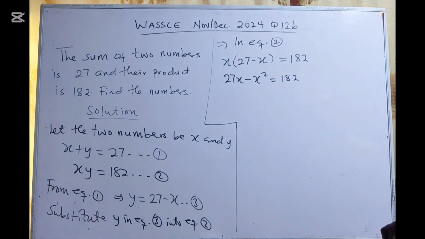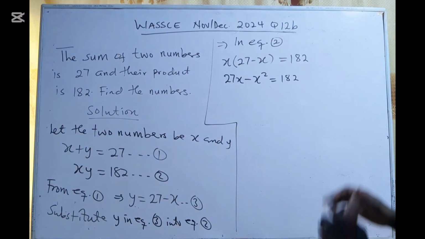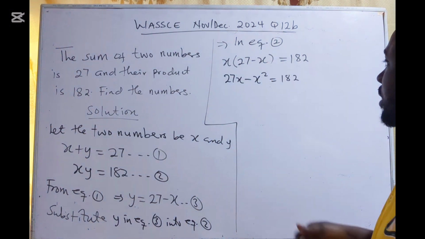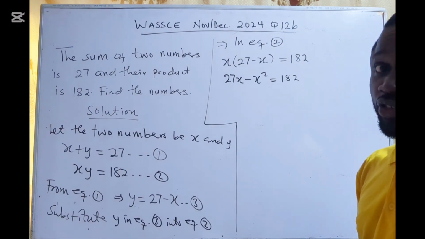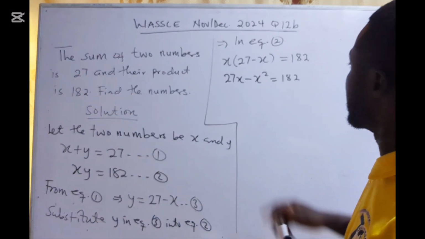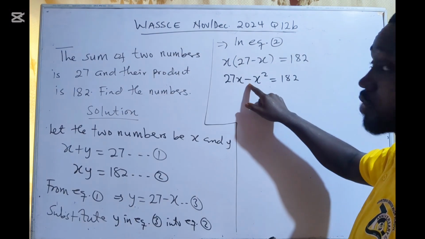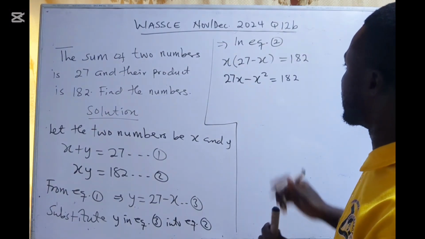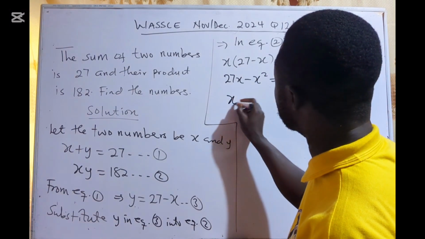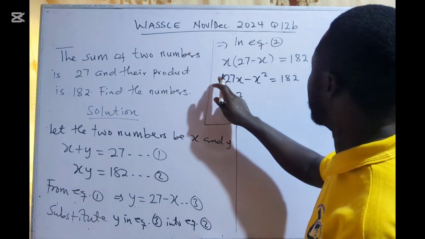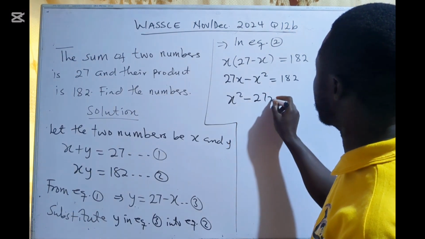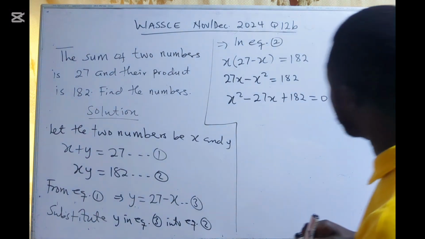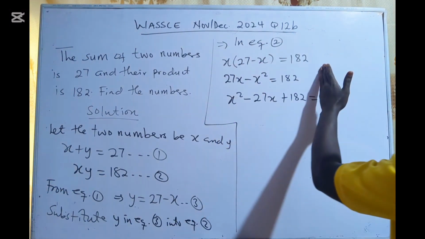Alright. So we are getting a quadratic. So let's take all to one side and equate it to 0. And quadratic, normally it is easier to solve when you make the coefficient of the x squared positive. Since the coefficient of the x squared is negative here, let me take all to this side, so that my x squared becomes positive. Then my 27x will become minus 27x. Then my 182 will still be 182, equal to 0.